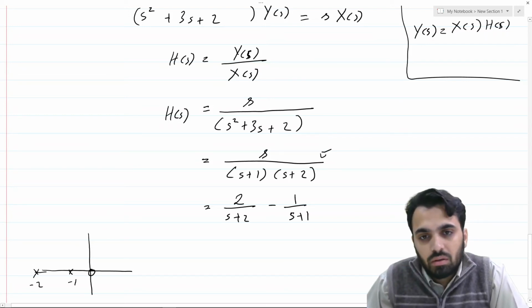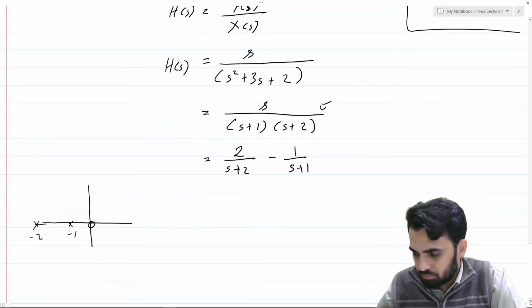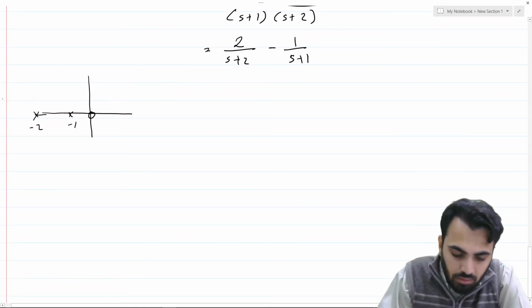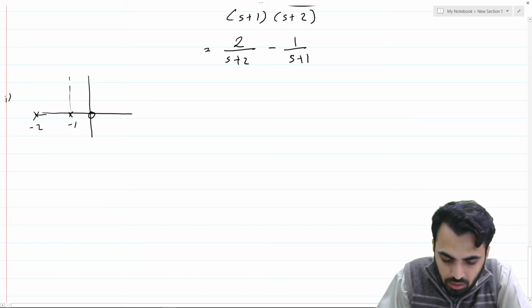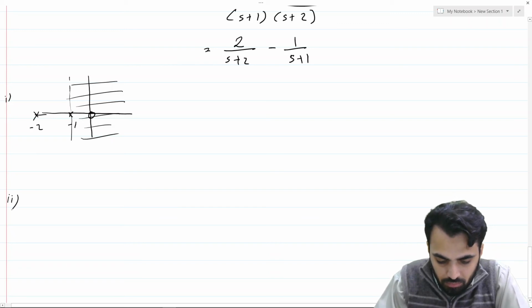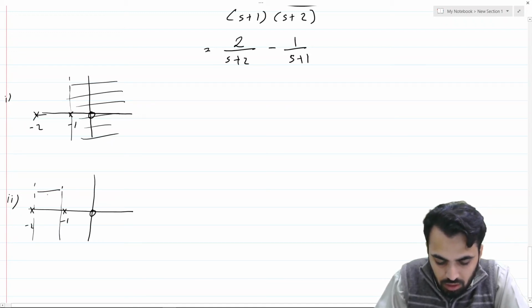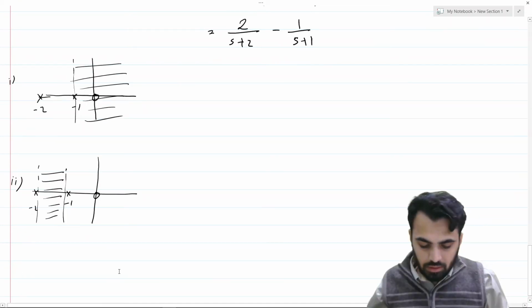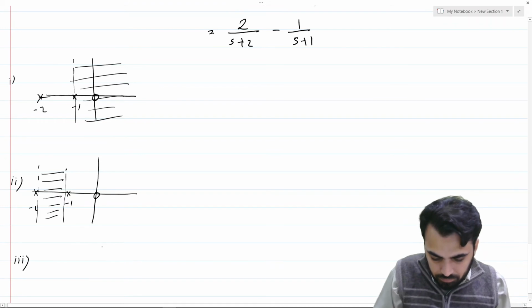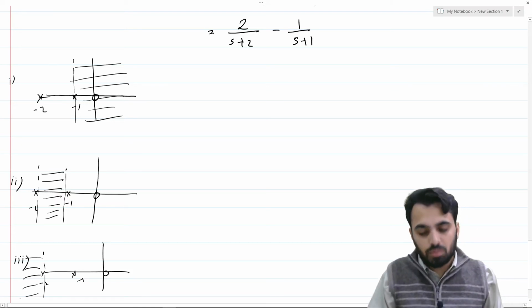Since the ROC is not mentioned over here, we could have three different cases of ROC. This is our first case, in which the ROC is towards the right of the rightmost pole. Then we can also have a case, again with a 0 at origin, minus 1 and minus 2, and the ROC is in the strip. Lastly, we can have an ROC towards the left of the leftmost pole.